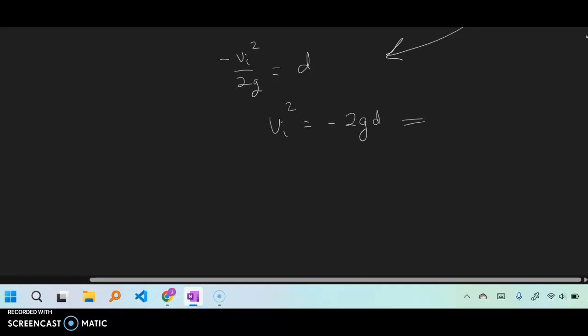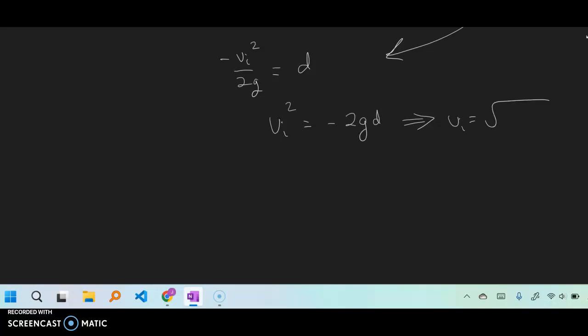So finally, if I wanted to stick with just these letters for now, I have VI is going to equal the square root of minus 2gd. And in my specific case here, that's going to equal the square root of 20 times 25, and I know I'm using standard units. I know my result is going to be in meters per second.